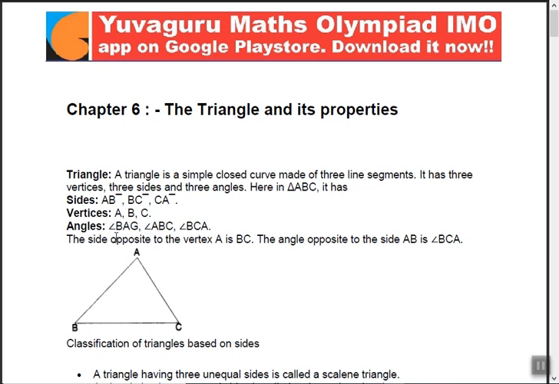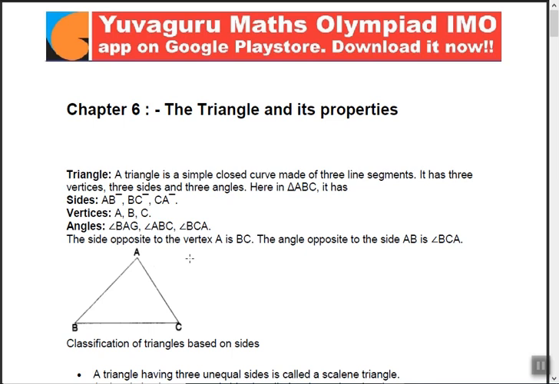The side opposite to vertex A is BC. See here, A, opposite side BC. Remember this because in problems also, when you follow this app, you will get these problems where you will see all these opposite sides, opposite vertices.